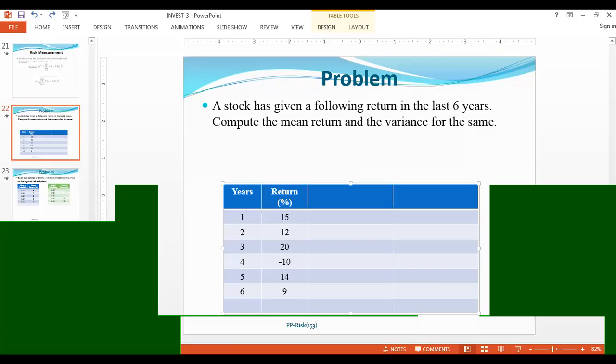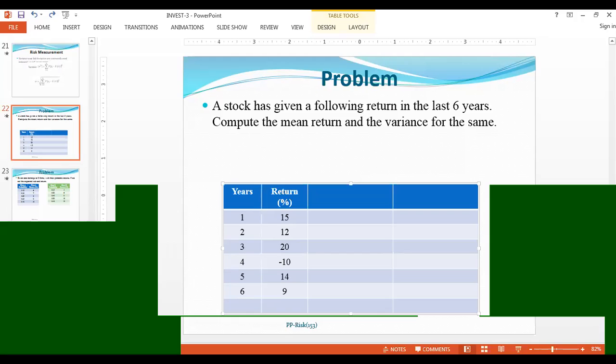Have you gone through this? Yes, sir. Now in this particular problem, I'll just read it out. There is a stock which has given the following returns in the last 6 years. What type of deviation are you estimating? They have asked you to compute mean return and variance. What type of variance is it? Is it historical variance that you have to estimate, or is it the futuristic variance that you have to estimate? What is it?